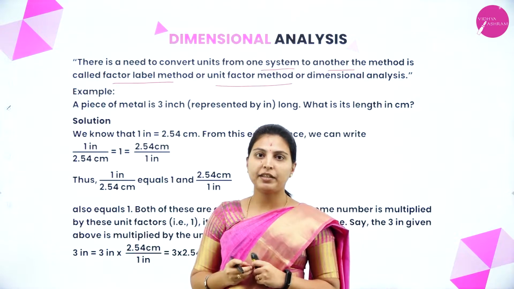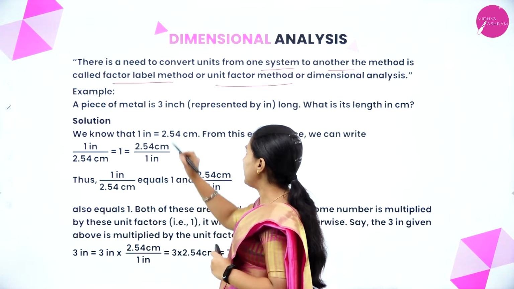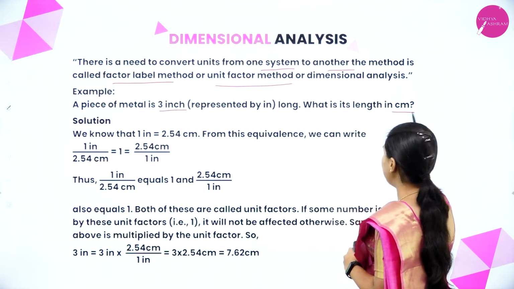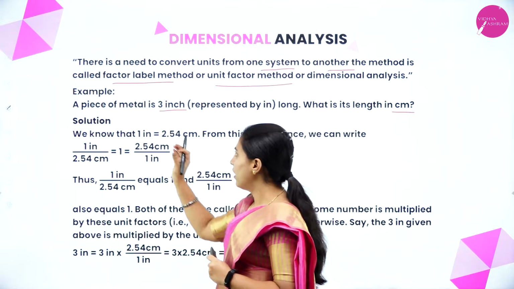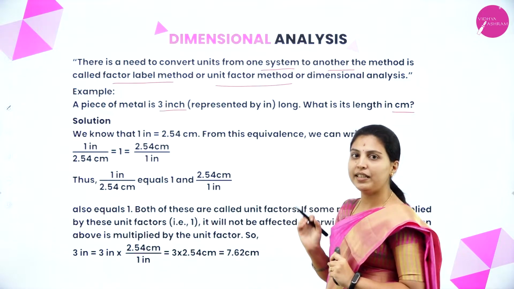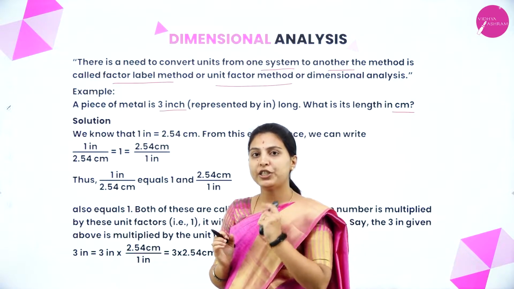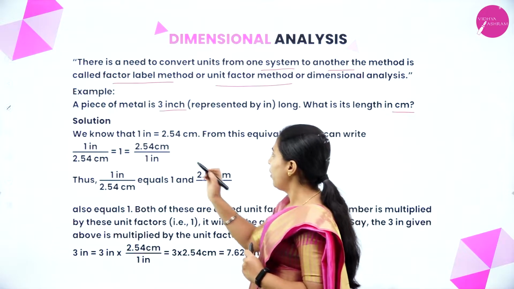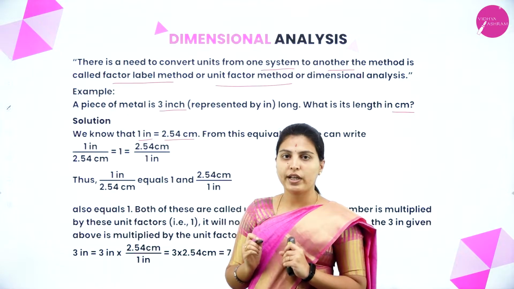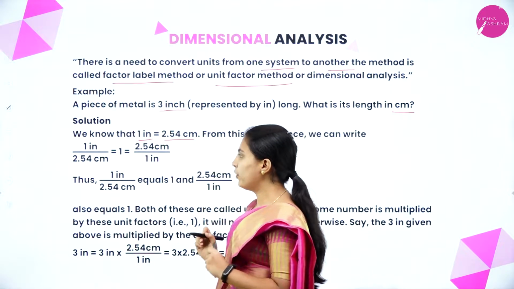If we only state it, you will not be able to understand, so we'll see an example. A piece of metal is 3 inches long. What is its length in centimeters? Here, they have given a piece of metal of 3 inches, and you have to convert it to centimeters. First, you have to know the relationship: 1 inch is equivalent to 2.54 centimeters. This is the conversion relationship.